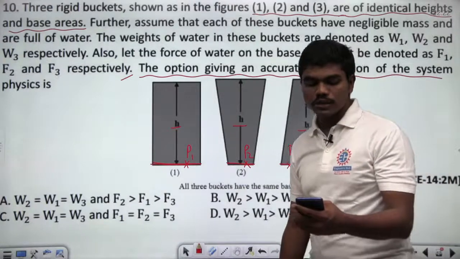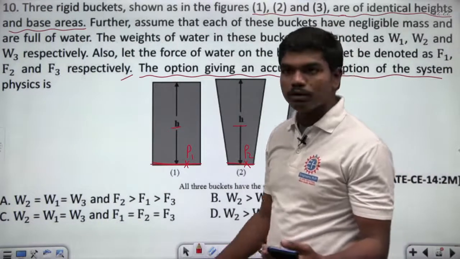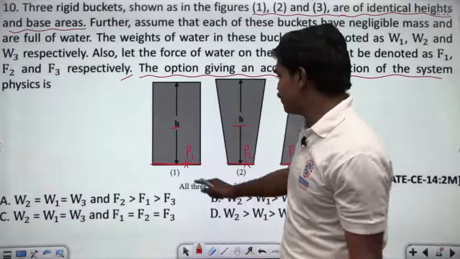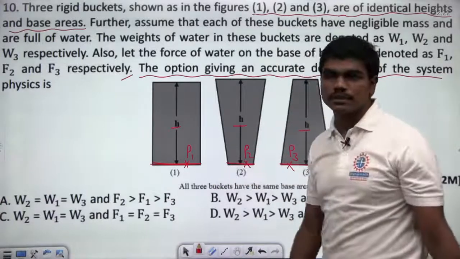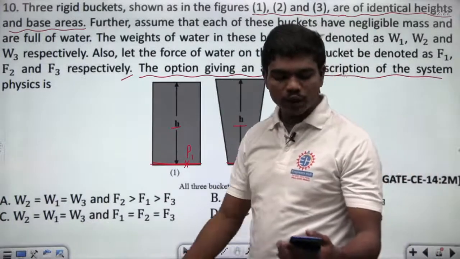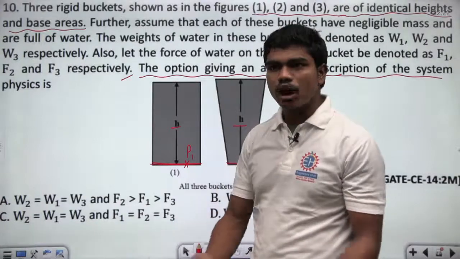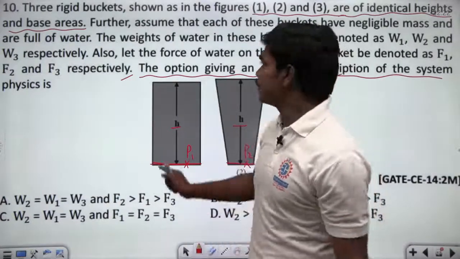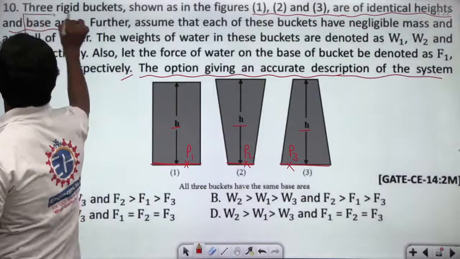Please do type in the chat box. Can anyone tell me about the P1, P2, P3 relation? P1 is equal to P2 is equal to P3. Correct? All 3 are the same. This is what we know. Now, once this is given, they have equal base areas.